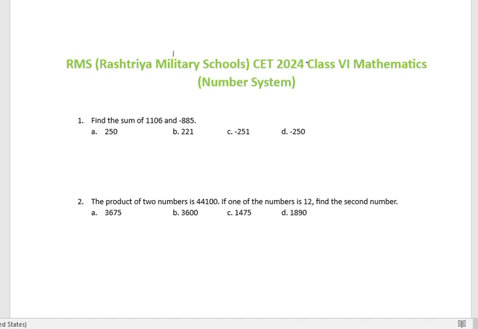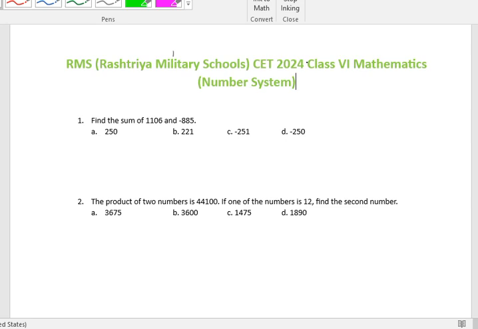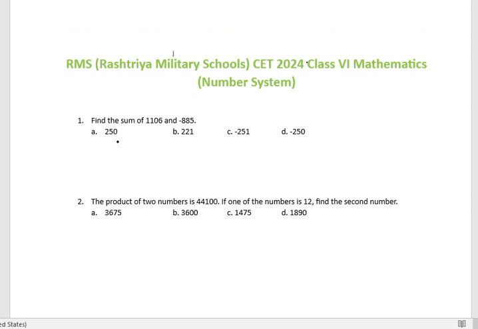The first question is: find the sum of 1106 and minus 885. Can you handle negative numbers quickly? Pause the video and do it yourself, and let me also solve it for you. When adding two numbers where one is negative, we have to subtract the numbers and put the sign of the bigger number. Here the bigger number is 1106, we are subtracting 885 from it, and the sign will be positive.